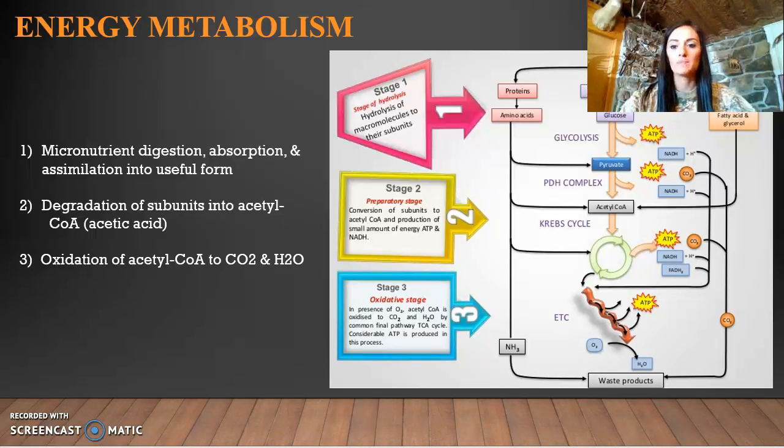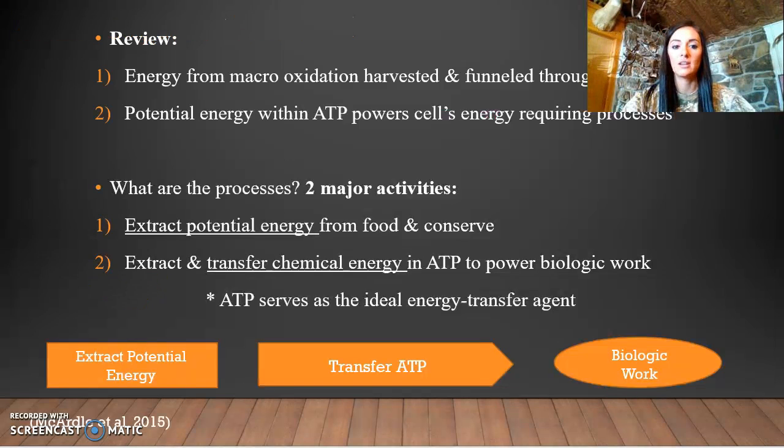Energy metabolism. First, there are three stages: the stage of hydrolysis, the prep stage, which includes the Krebs cycle, and then the oxidative stage. So micronutrient digestion, absorption, and assimilation into useful form is the first stage of this process. Then degradation of subunits into acetyl-CoA, which is acetic acid, is the second stage, which has the Krebs cycle. And then finally, oxidation of acetyl-CoA to CO2 and H2O. Your last part here is waste production of this process.